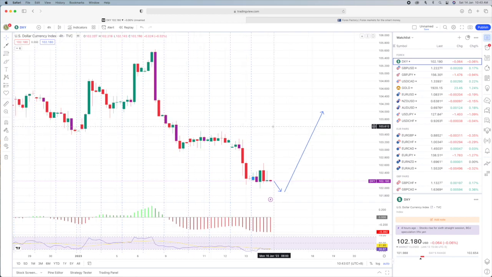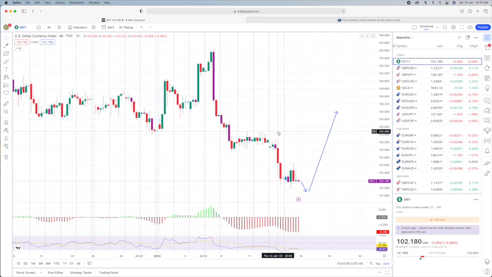And then if the market wants to pull back down and then make a move again to the upside, it's very possible. So for now, this is what I see.